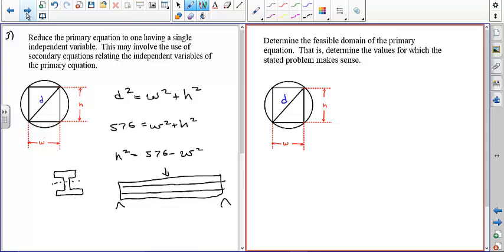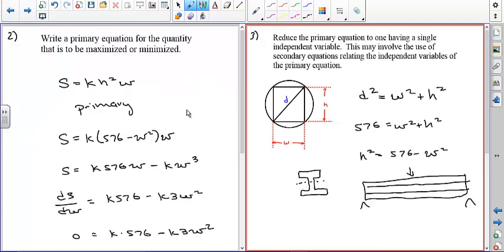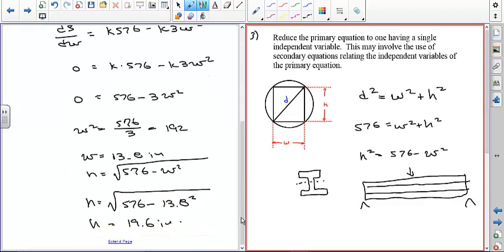Okay, so the feasible domain, as I said, was from 0 to 24, and when we took the square root here, we actually would have had plus or minus 13.8 and plus or minus 19.6. So we would not include the negative solutions as answers. We can't have negative widths. So that's how the fourth step comes into play. And actually we've done the fifth step.